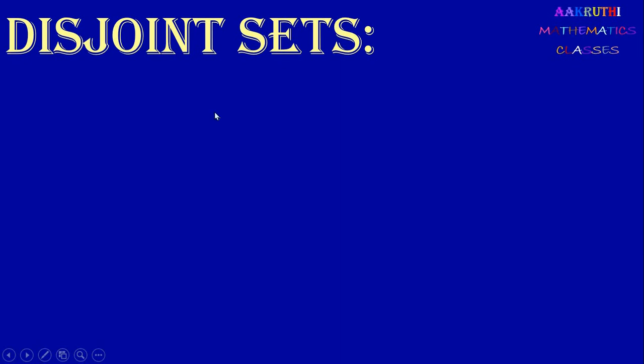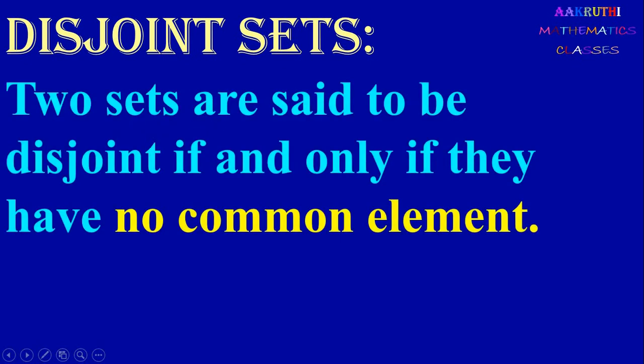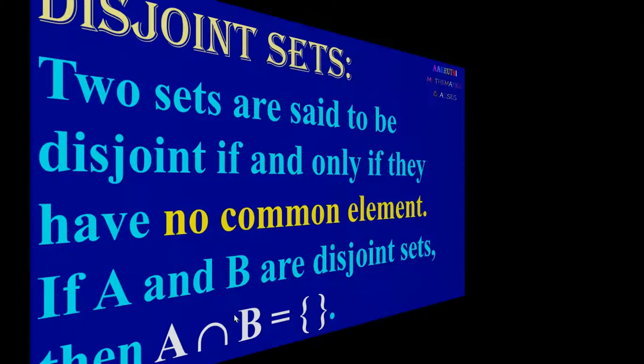So next it is disjoint sets. Now what are disjoint sets? Two sets are said to be disjoint if and only if they have no common elements. If there are no common elements in two sets, then they are called disjoint sets. That is, if A and B are disjoint sets, then A intersection B is the empty set. There is no common element in A and B. So when we take the intersection, if we get the empty set, then these two sets are called disjoint sets.